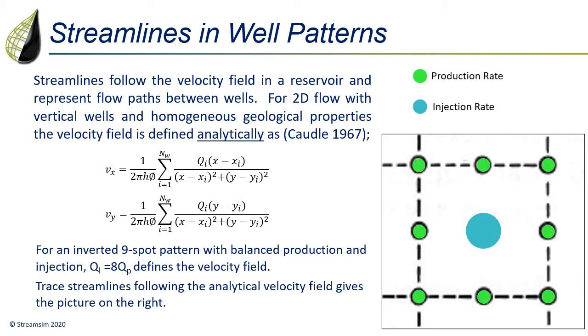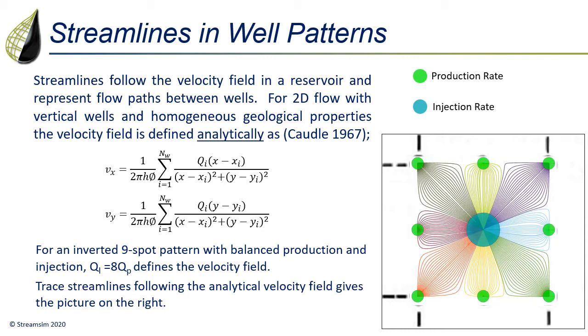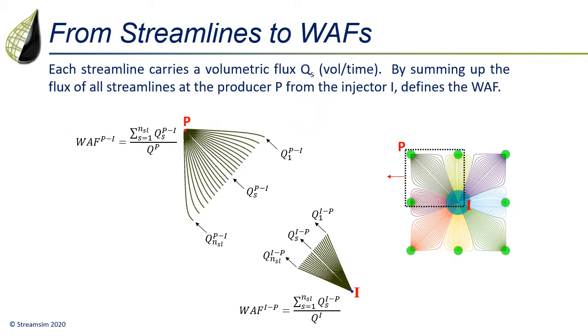For an inverted 9-spot pattern with balanced production rates in green and injection rate in blue, where injection is 8 times production, this, along with the well positions, defines the velocity field using the above equations. Next, streamlines can be traced following the analytical velocity field to give the final picture on the right. Along with streamline paths, each streamline carries a volumetric flux Qs.